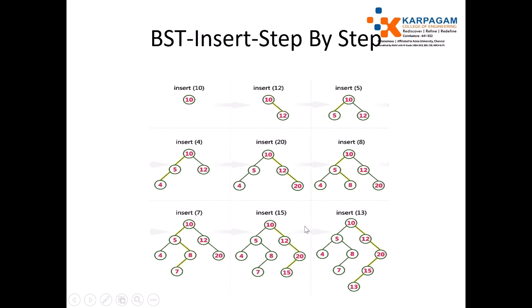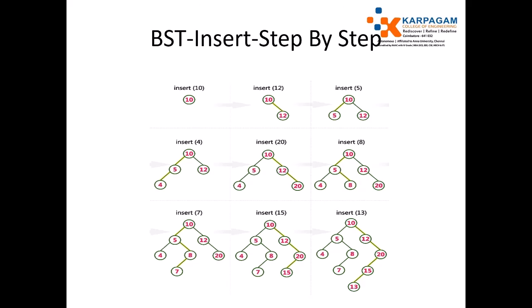Now you are trying to insert 13. 13 is compared with 10. Okay, you always start from root only. 13 is compared with 10. It is greater. So move right side. Now it is compared with 12, which is greater. So move right side. Now we compared with 20. 13 is less than 20. So move left side. Now compared with 15. 13 is less than 15. So move left side. So in this way we can perform insertion operation in the binary search tree.